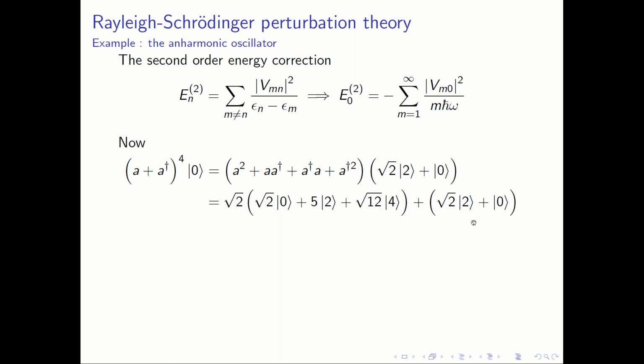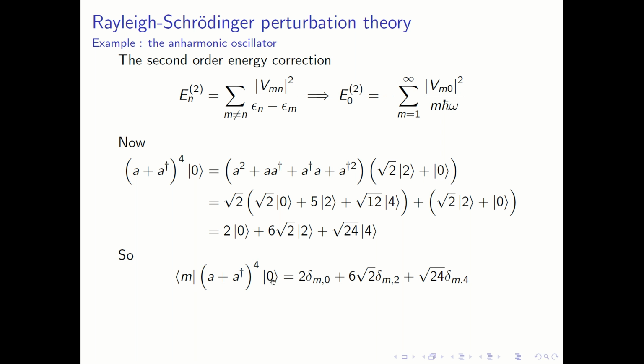So collecting everything together, we get this. This is a plus a dagger whole to the 4 acting on ket 0, and if we take the overlap of this, or let the bra m act on this from the left, we can immediately see from the orthonormality of the harmonic oscillator energy eigenkets that this particular matrix element, which will go in the numerator here, Vm0, apart from the overall multiplying factors, is simply twice delta m0.